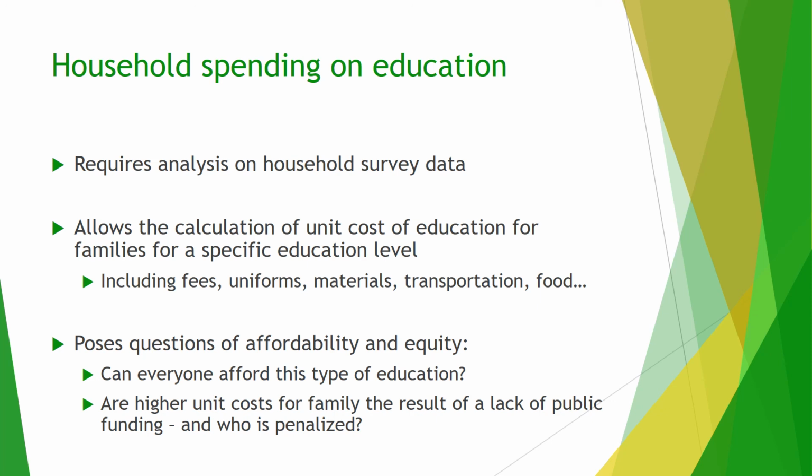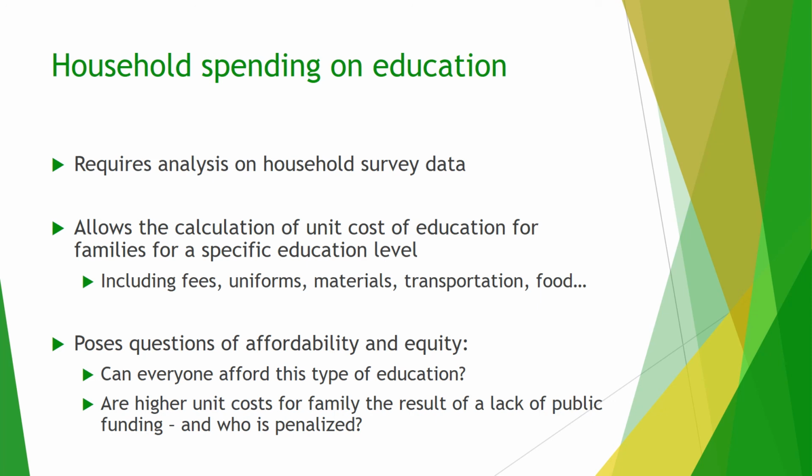Again, this is mostly interesting by education level, the same way we calculated unit costs, public unit costs by education level. The family spending per child is most interesting to be analyzed by education level, and it can be compared to that of the government. For a specific education level, how much does the government spend per child compared to how much families spend for that same child, for this education level.